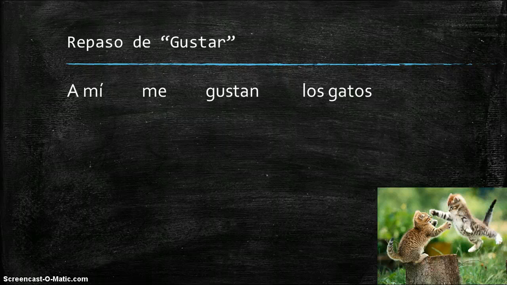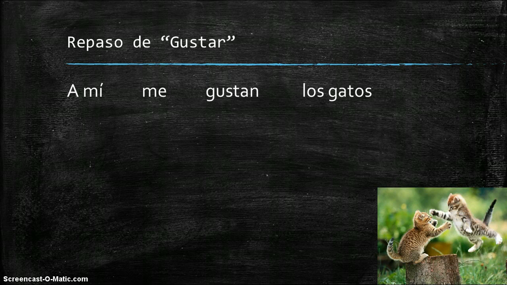So here we have a sentence using the verb gustar. A mí me gustan los gatos. And you can see why, because they are very cute. Now remember, gustar, we translate to say to like, because that's how we speak in English. I would say I like cats. But gustar really means to be pleasing.